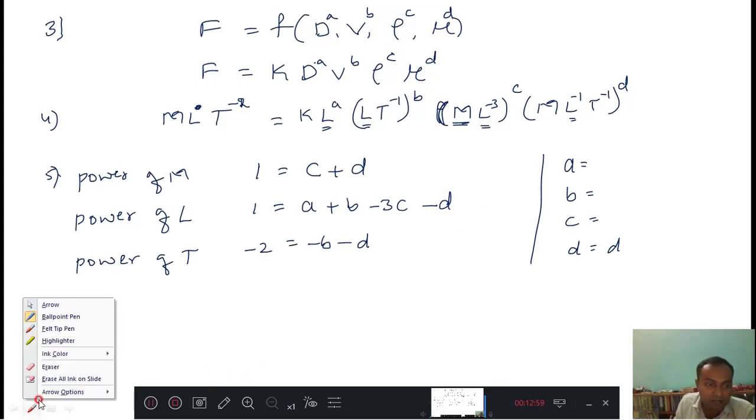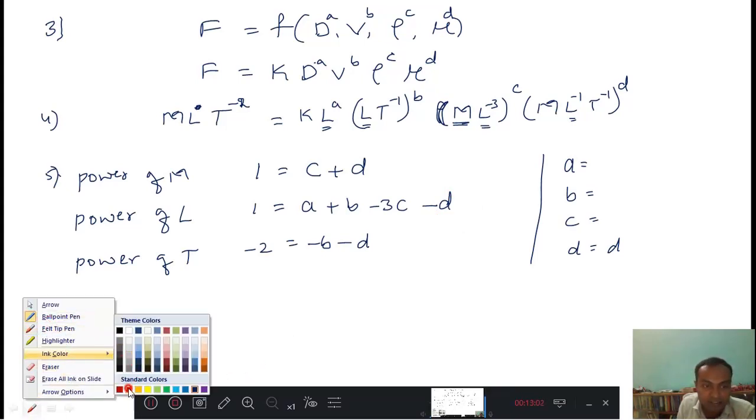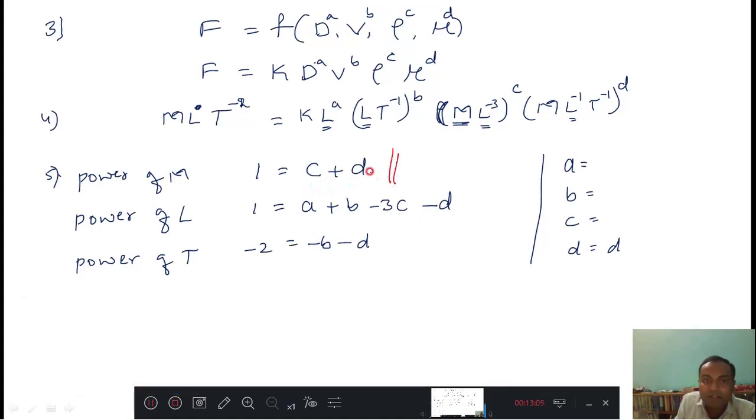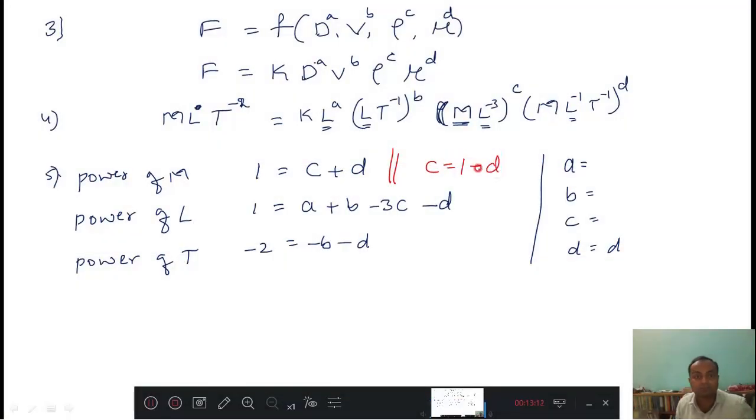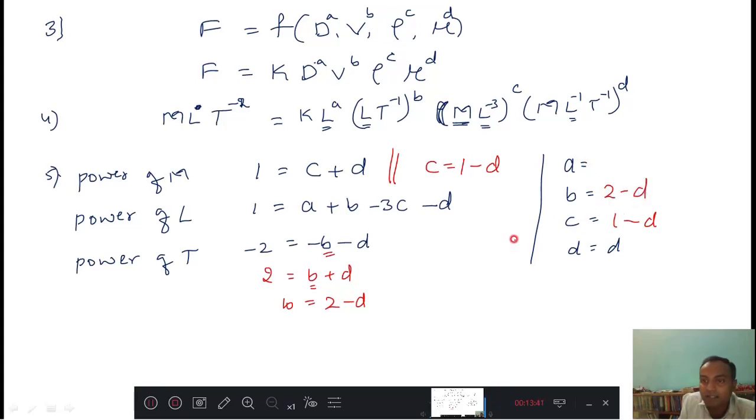Now I will first express the parameter which is very easy, that is c. C equal to 1 minus d. I got it. Very easy, right? In place of c I can write 1 minus d. Now coming to b. B I can express very easily. I will rewrite 2 equal to b plus d, then b equal to 2 minus d. See, b is expressed in terms of d and c is expressed in terms of d.